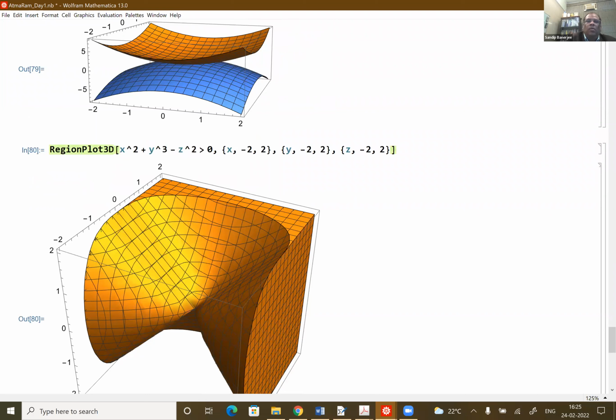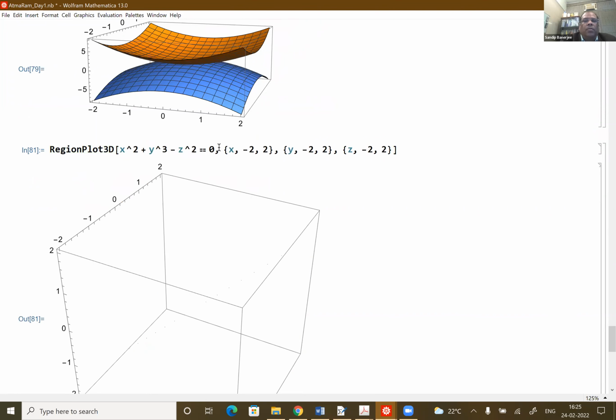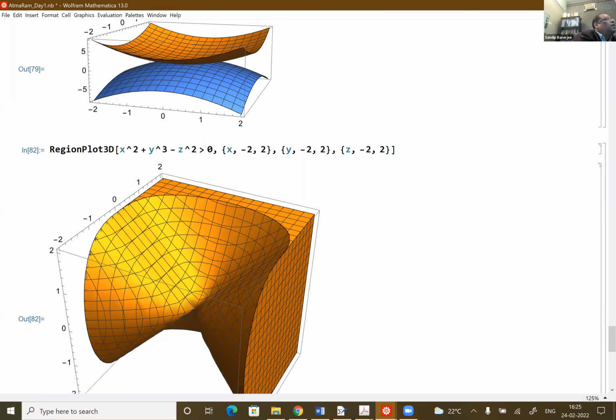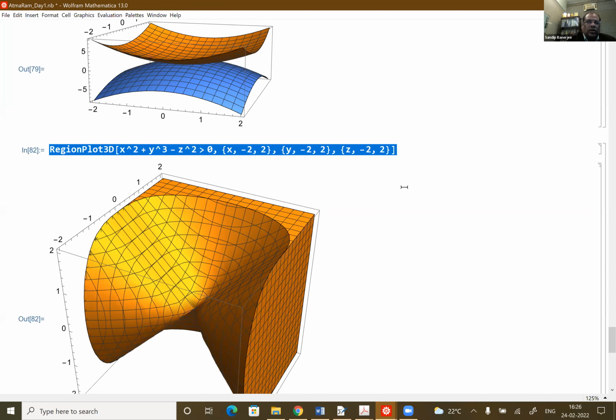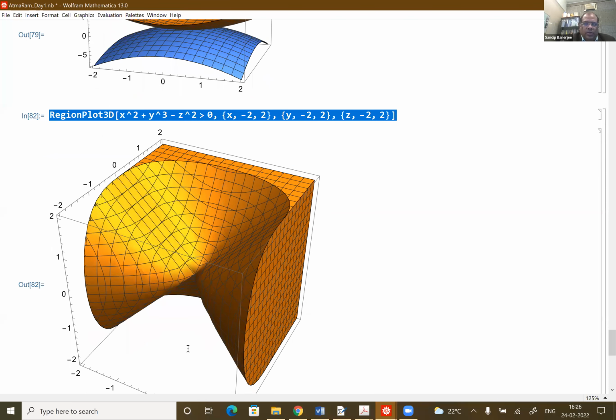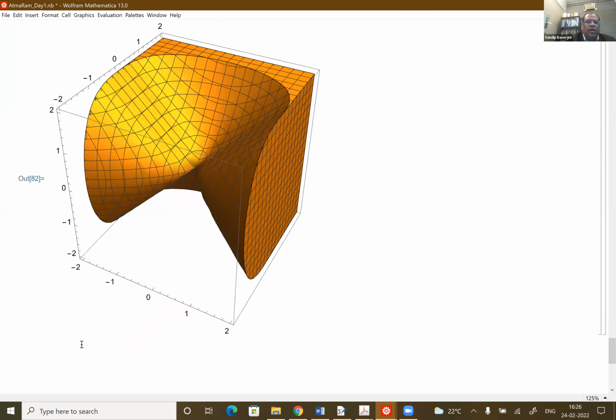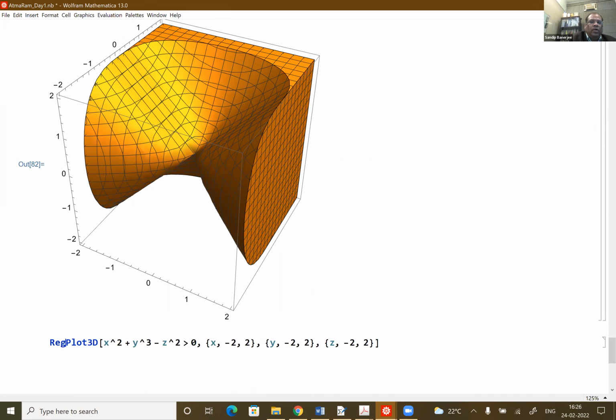Oops. No. This one command works only for inequality. Let me check. Yeah. Okay, so the command for the XYZ is contour plot. So you have to search and get the right syntax.